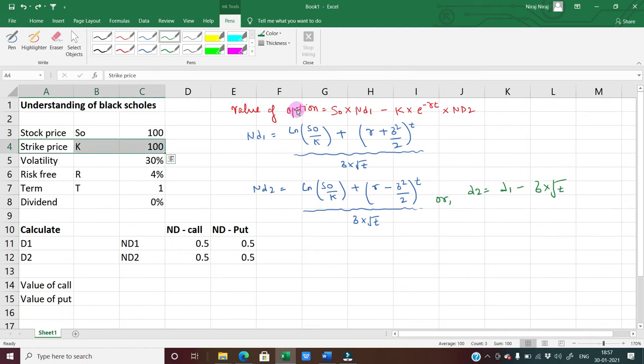For simplicity, I have taken exercise price as 100. Volatility I have taken as 30. Risk-free rate of return I have taken 4. Term I have taken as 1. Dividend I have taken 0. Assuming it's a European call option, there will be no dividend which we are going to pay.